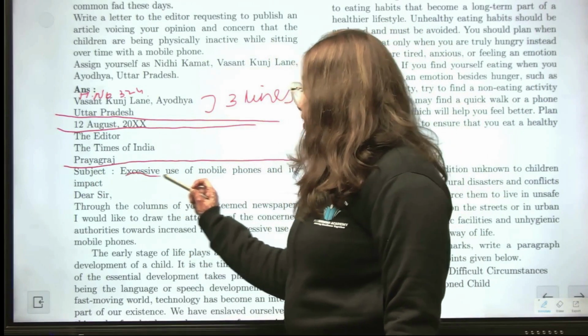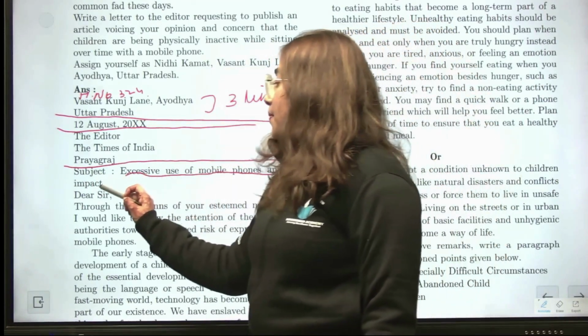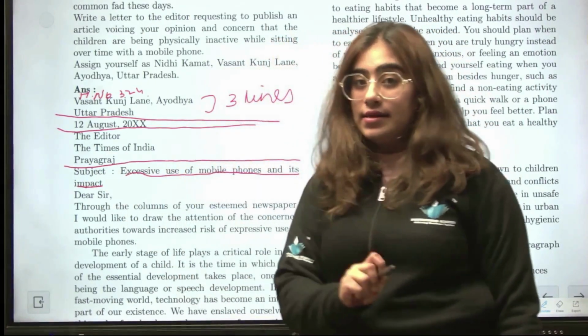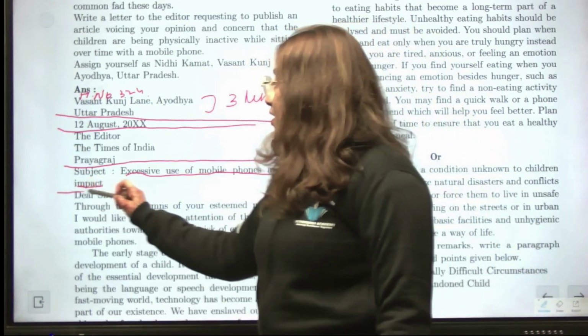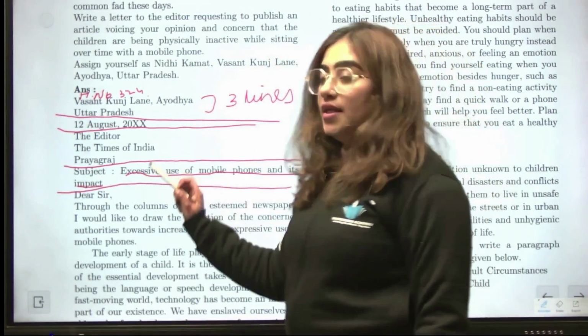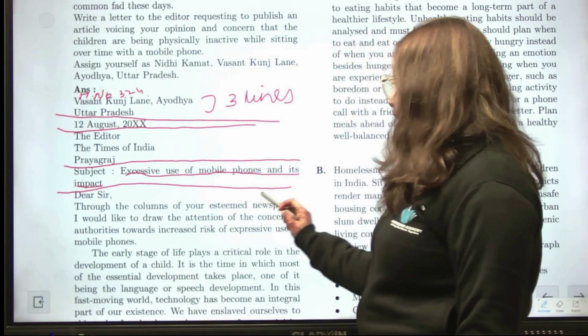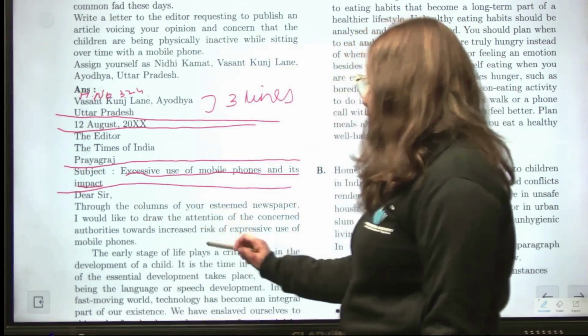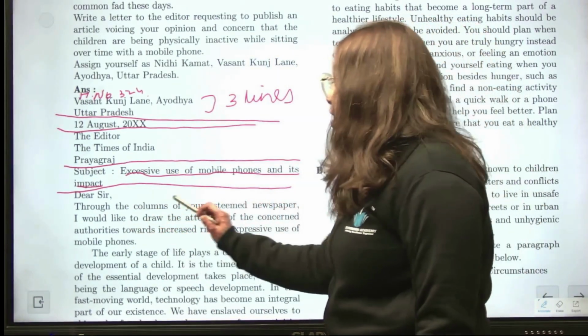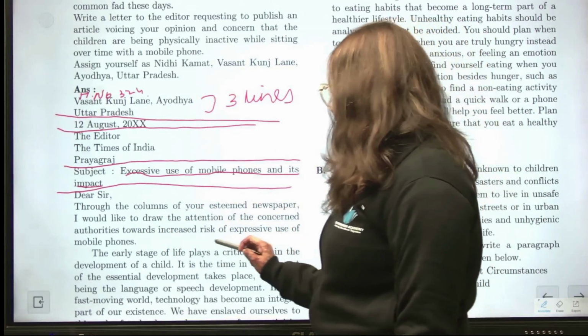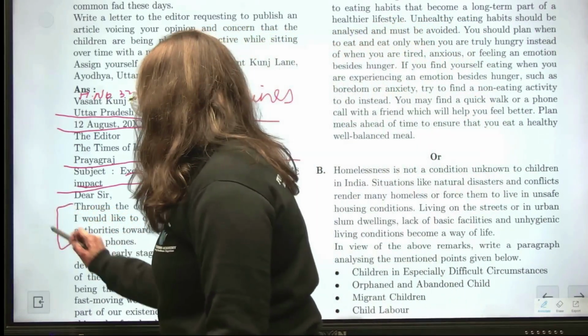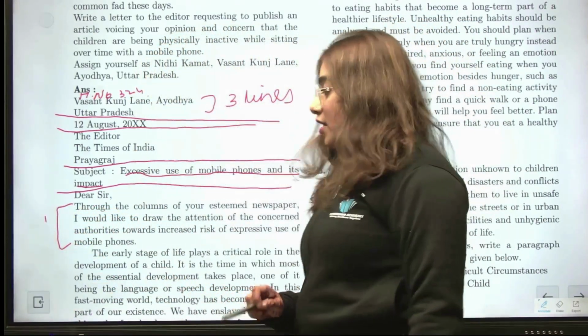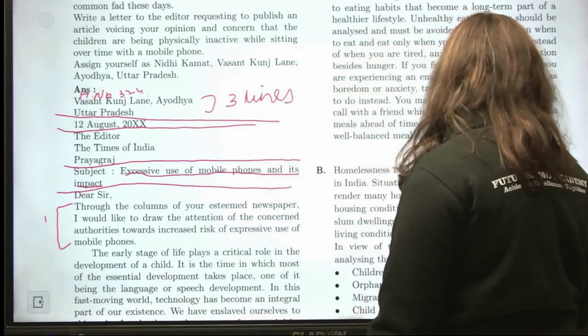Subject आ जाएगा Excessive Use of Mobile Phones and Its Impact, you have to underline the subject, and after subject again you have to leave a line. फिर आता है Dear Sir, through the columns of your esteemed newspaper, I would like to draw the attention of the concerned authority towards increased risk of excessive use of mobile phones. ये हो गया आपका first paragraph. ठीक है, ये हो गया आपका first paragraph.